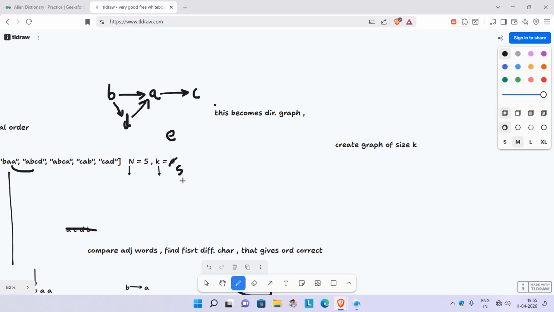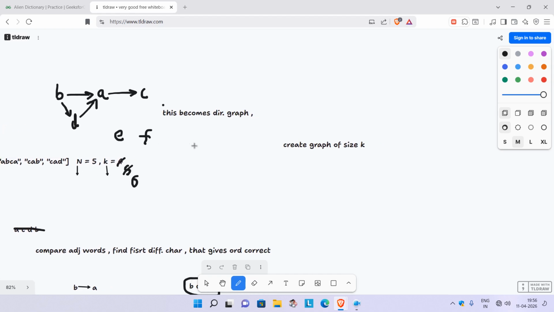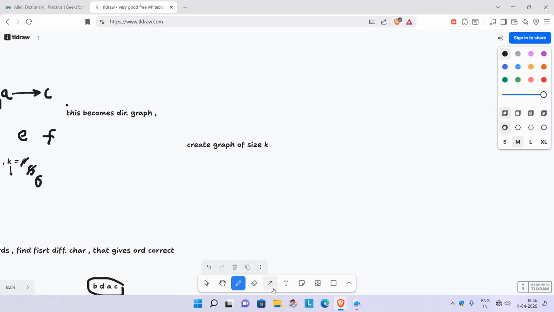Let's say K is equal to 6, and again there is no relation with another character there, F, so this is nothing but a different component. We also know how to apply the topo sort in different components. So that's why firstly we have to come to this approach part. We have to make our graph of the size of K. This K is nothing but the characters there.